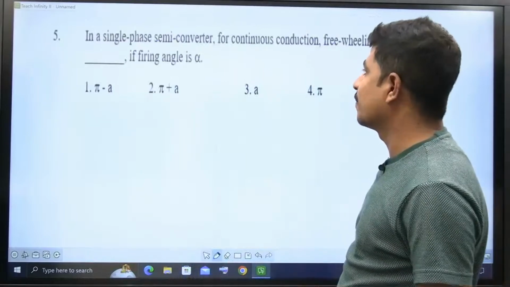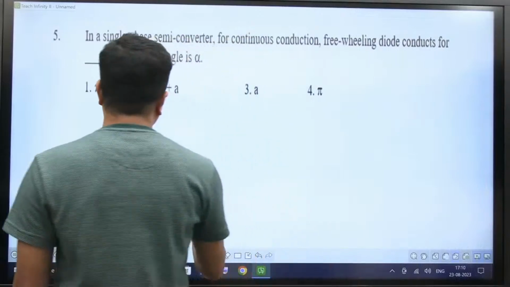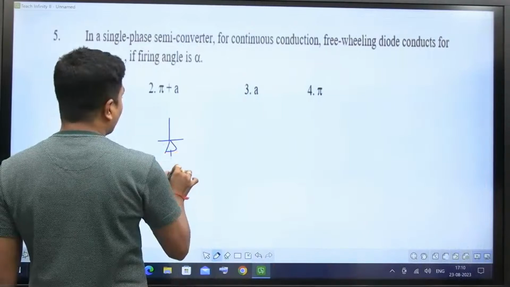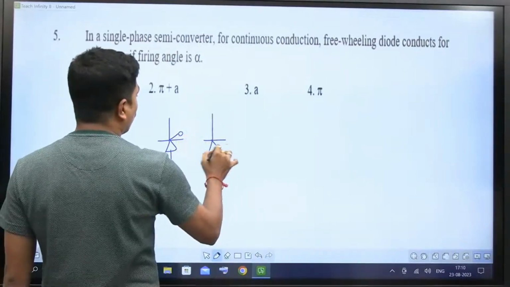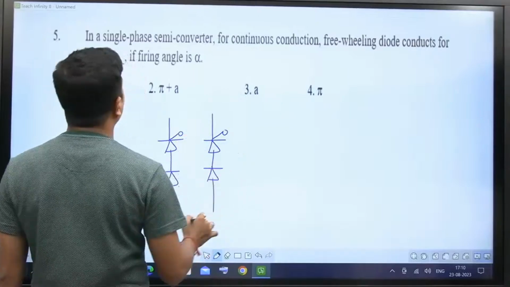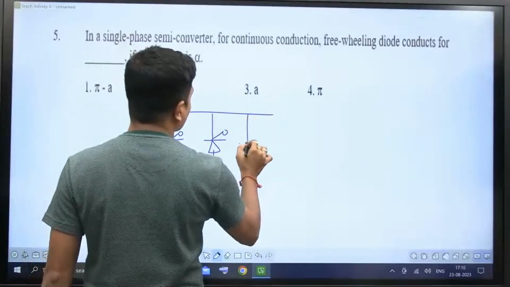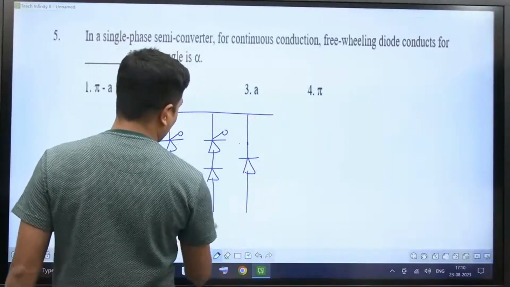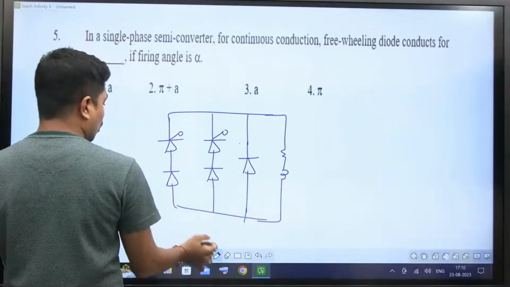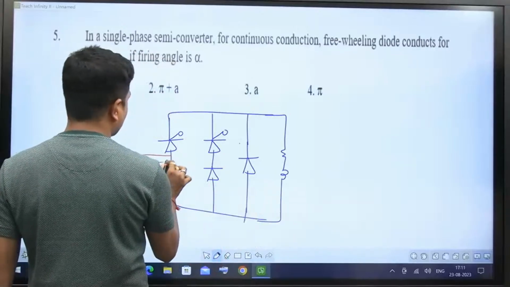Right. The next question is, in a single phase semi converter. He's saying single phase semi converter. How does a single phase semi converter look? Semi converter means it is going to have one diode and one thyristor. For continuous conduction, there is a freewheeling diode also. He said that there is a freewheeling diode. And there is a load here. For time being, I'm taking RL load, though he did not mention.